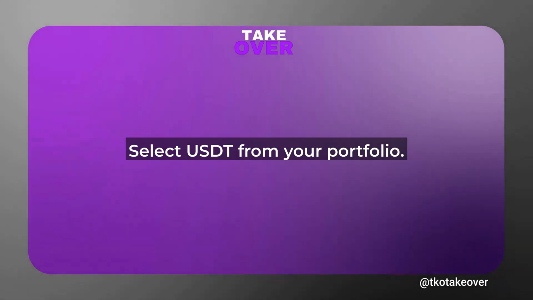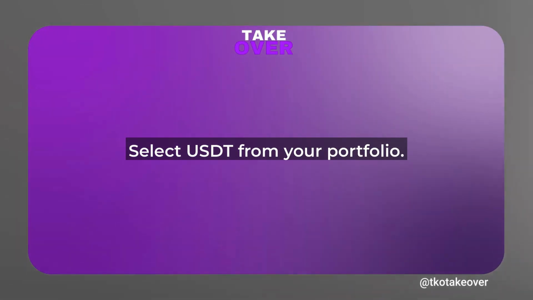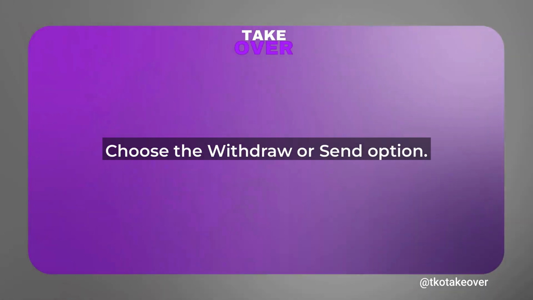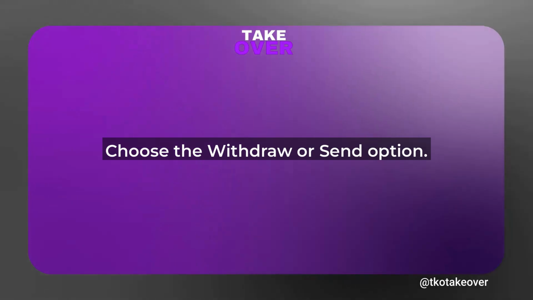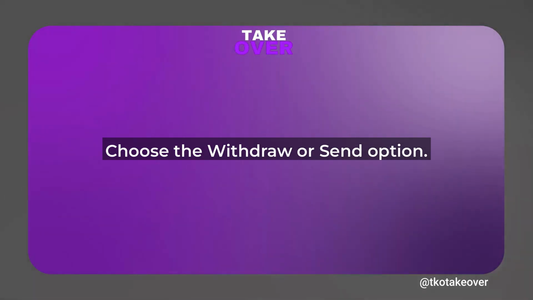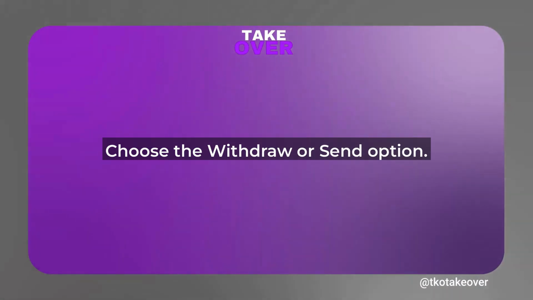Once you're in, head over to the Wallets section. This is where all your assets are listed. Find USDT in your portfolio. It should be easy to spot. Next, click on USDT and select the Withdraw or Send option. You'll be prompted to enter the wallet address where you want to send your USDT.